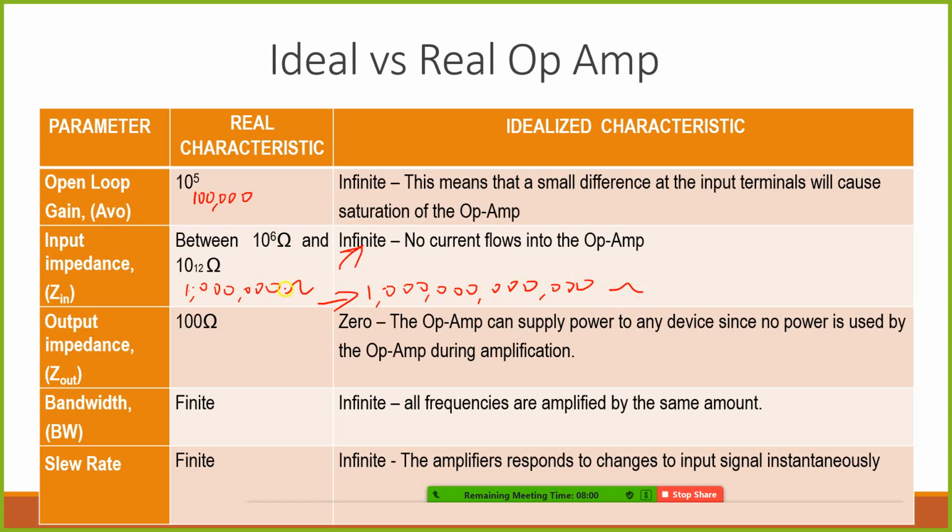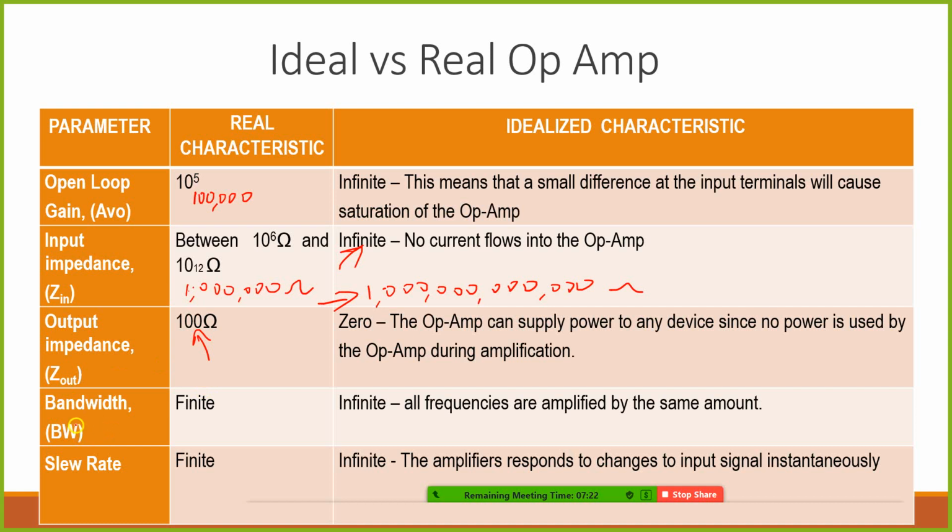Now, as it relates to the output, remember when we said that the output impedance was zero for the ideal scenario. For the real world scenario, it is at least 100 ohms, so it has some resistance. The reason it has some resistance is that the output is made of some conductors, and any conductor is going to have some level of resistance or impedance to it.